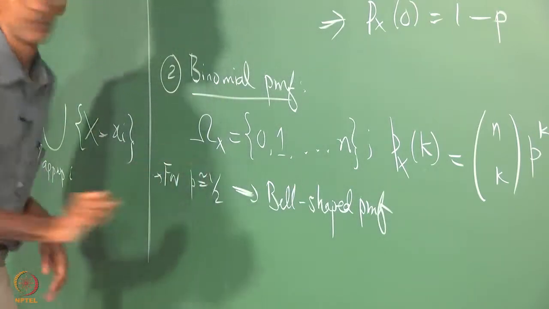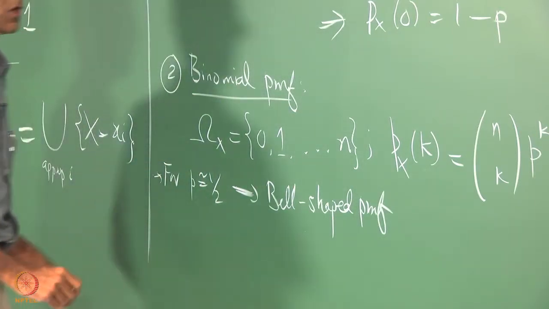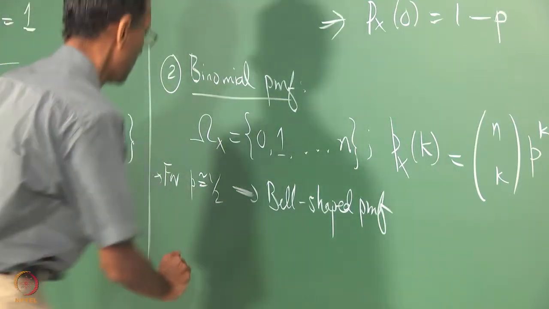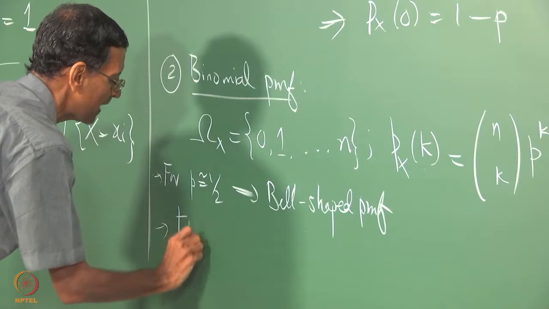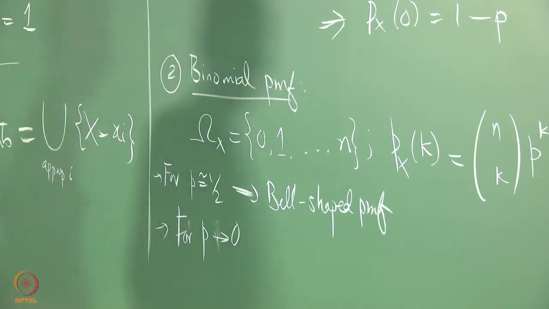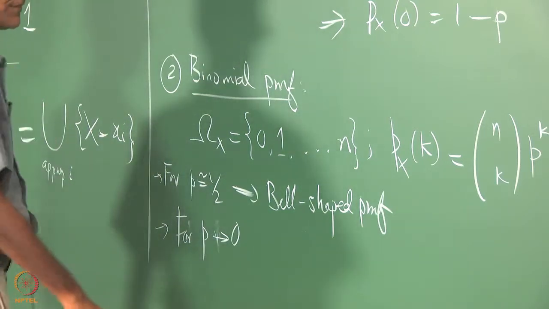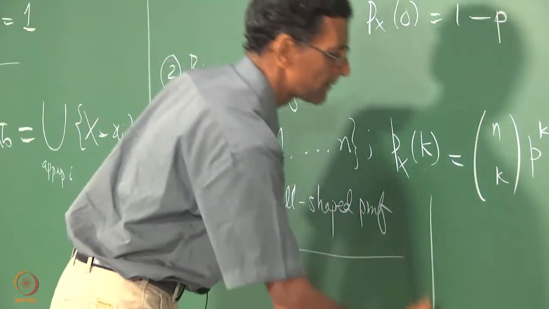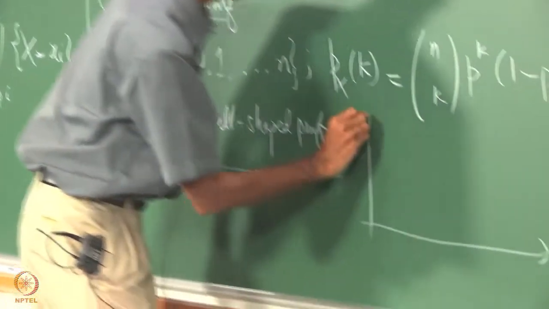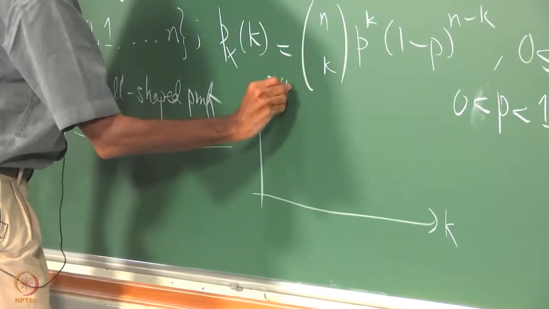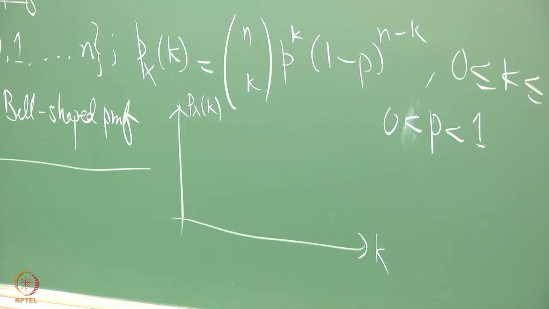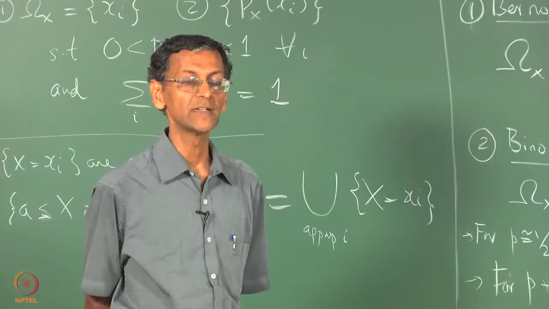p around half, right. So, if p is very close to 0, for example, what kind of a shape will you get for p tending to 0? I think, let me draw it here. Where do you think the probability will be concentrated for small values of p? Where will the probability be concentrated?